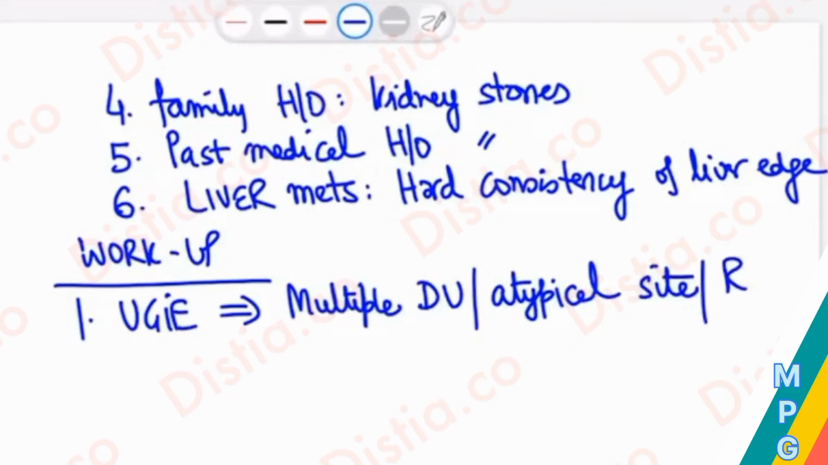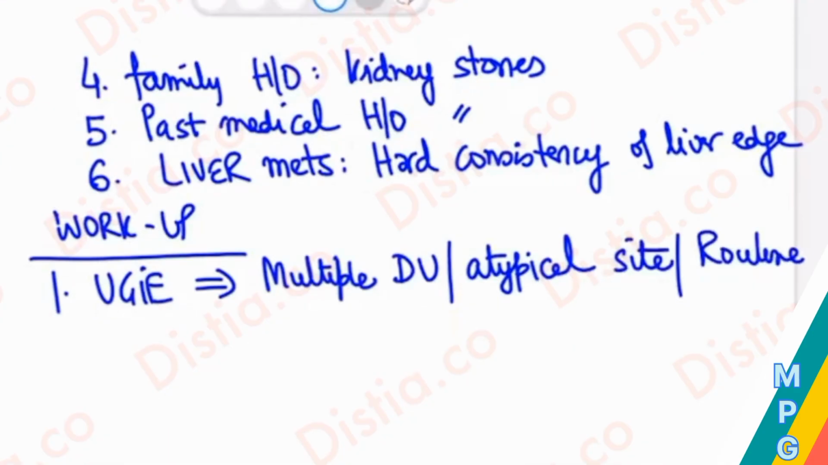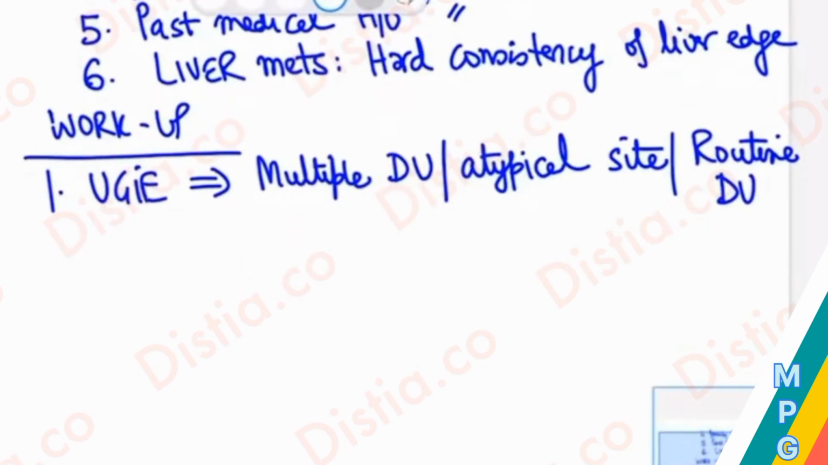Obviously, the routine site will anyway be present, but the size can be relatively bigger or there can be more than one. So if you read terms like multiple duodenal ulcers, giant duodenal ulcers, atypical locations like the second part of the duodenum, the examiner is leading you to the diagnosis of Zollinger-Ellison.